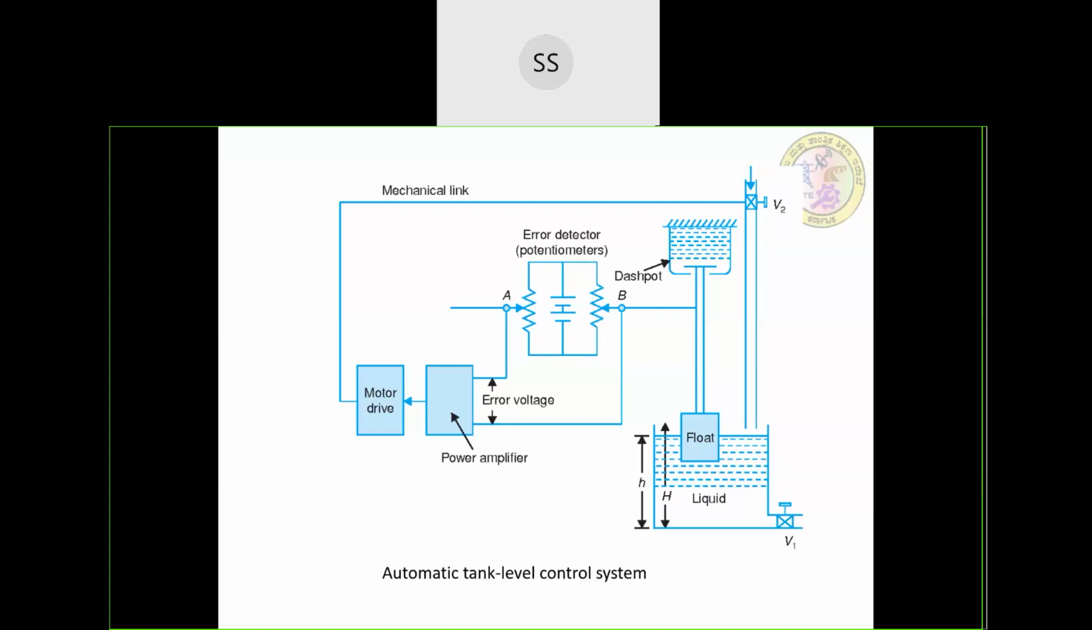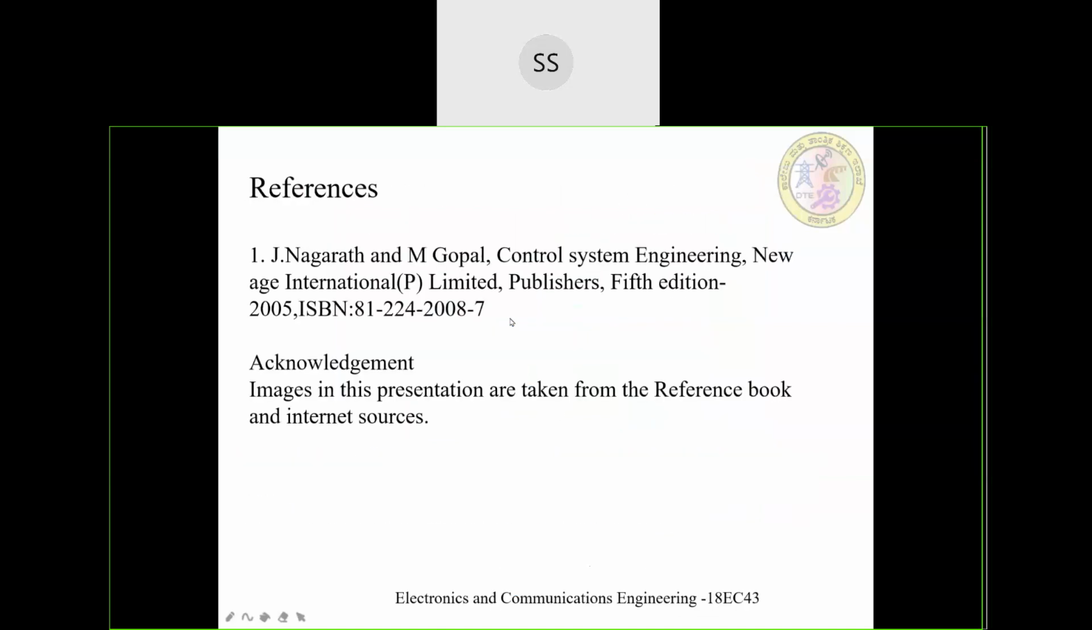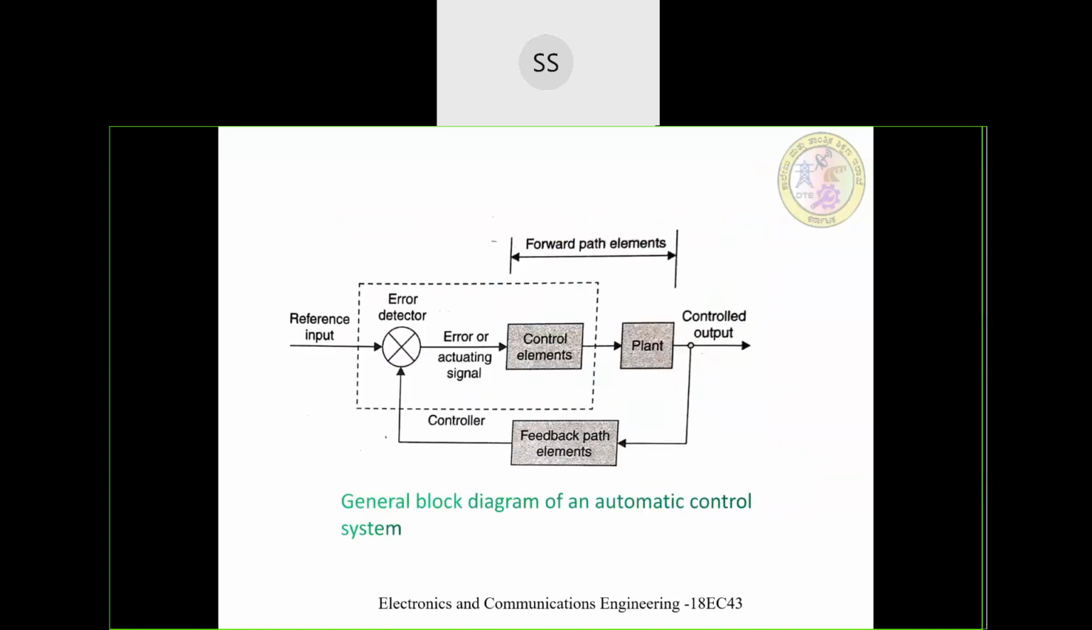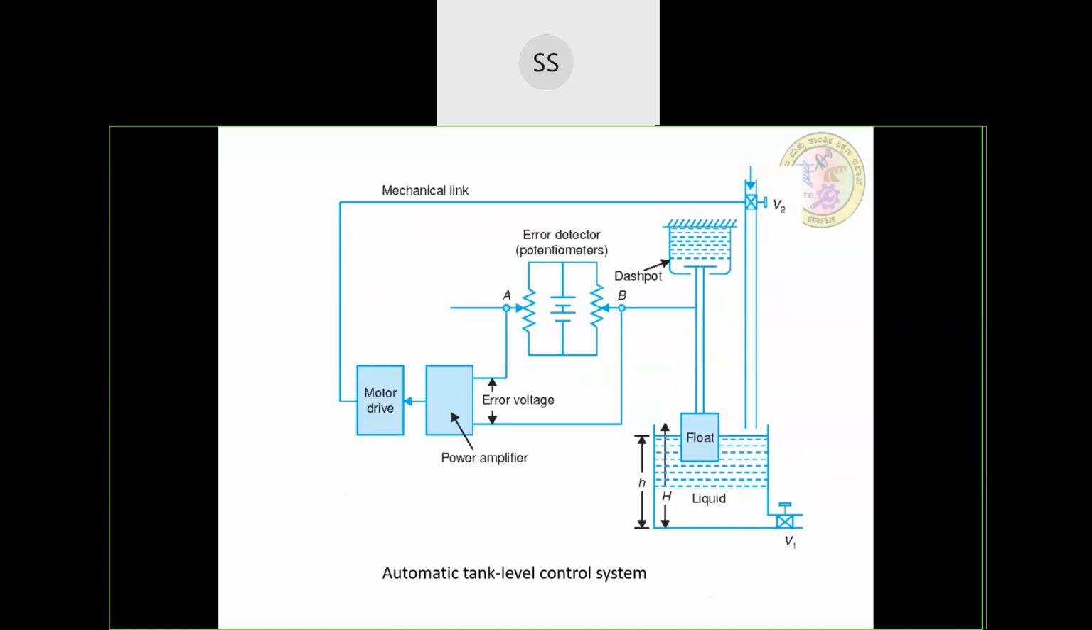Here there is a slider arm A, which is another potentiometer. This potentiometer is positioned corresponding to the desired liquid level H, that is capital H. So here the desired level will be capital H and the actually obtained level will be small h.